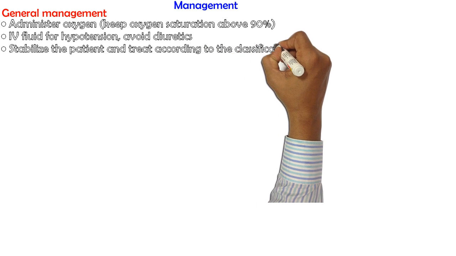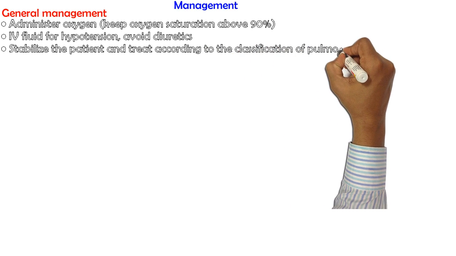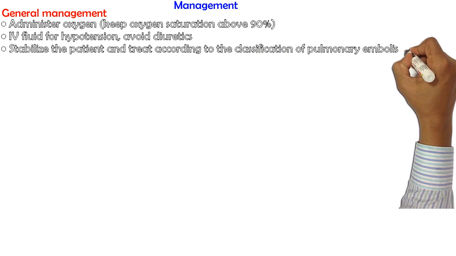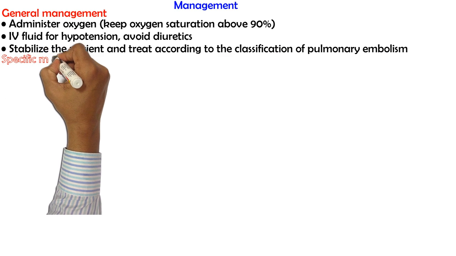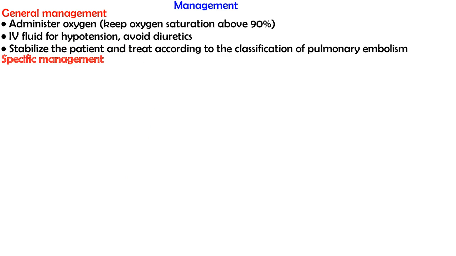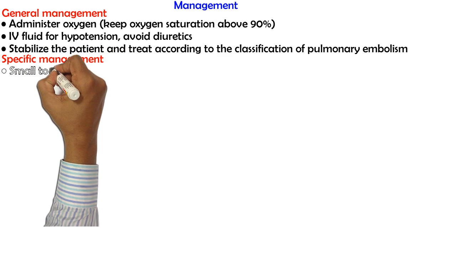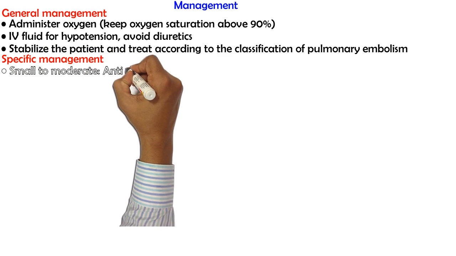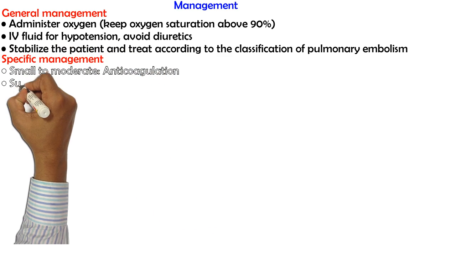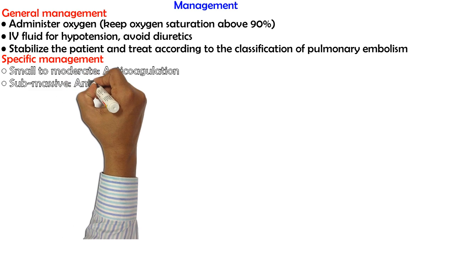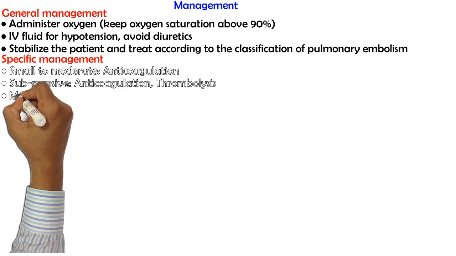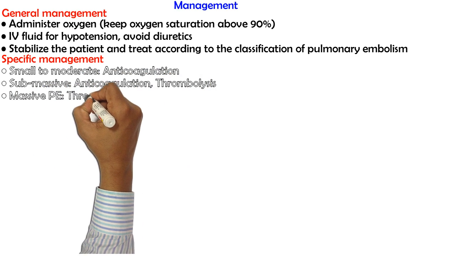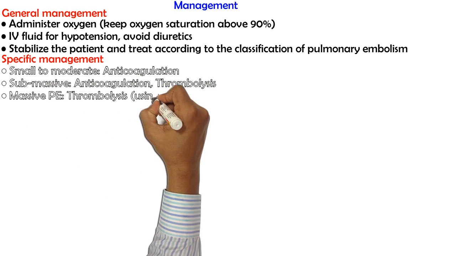So in this case, the specific management will be such that a small to moderate pulmonary embolism, you simply manage it with anticoagulation. The submassive type, you do both anticoagulation and thrombolysis. Then the massive type, you do thrombolysis using agents such as streptokinase. You can use alteplase, you can use recombinant TPA. After that, you follow it up with anticoagulation.